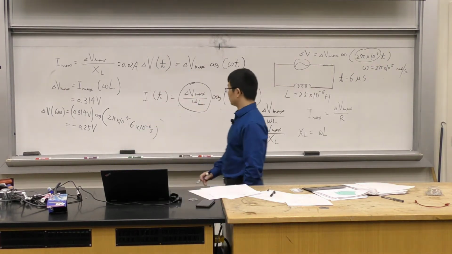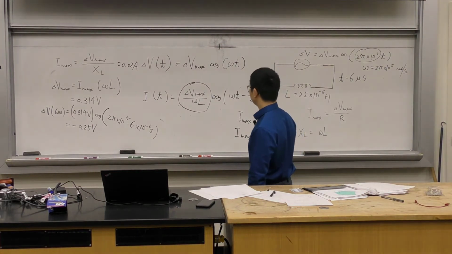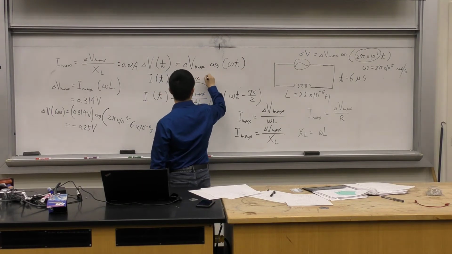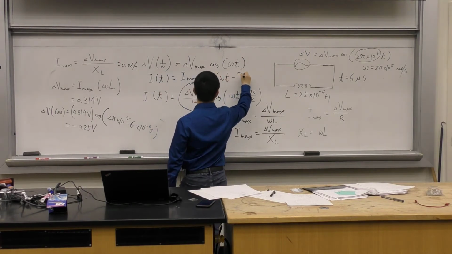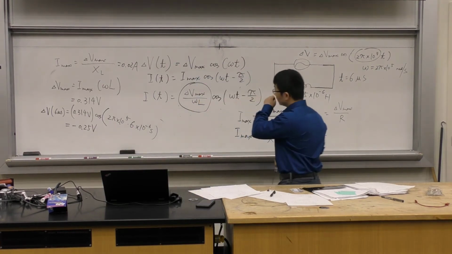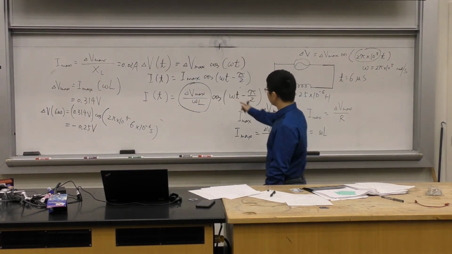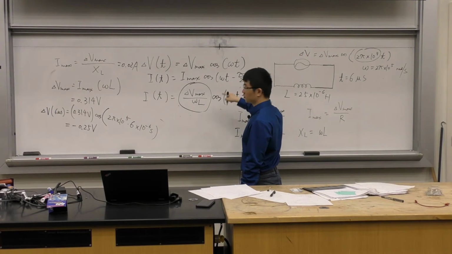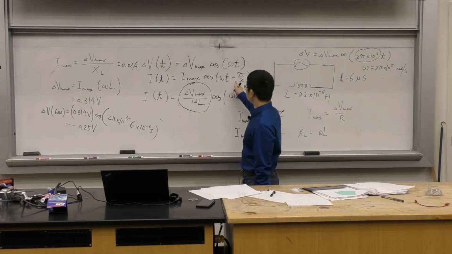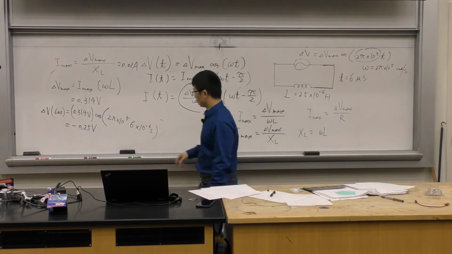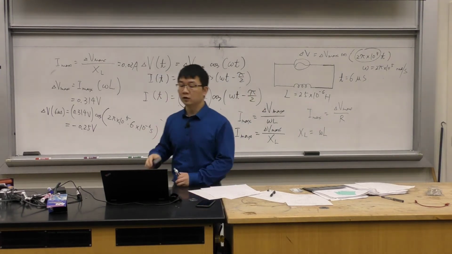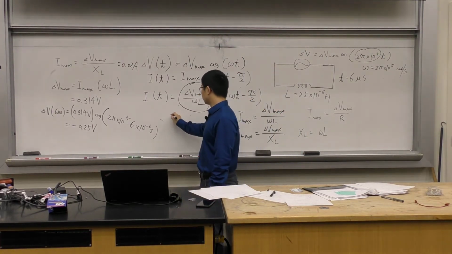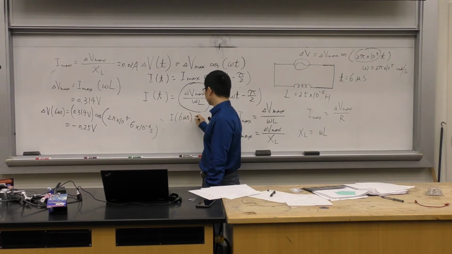Right, so that's voltage. Now let's do current. Current is just going to be that equation: I(t) equals Imax cosine of omega t minus 1/2 pi radians. Do we have all the numbers I need to plug in? Yes, Imax, omega, and t is still the same, 6 microseconds. Don't forget this is negative 1/2 pi, because the current is always 1/2 pi radians behind the voltage. You plug all the numbers in for I at 6 microseconds.